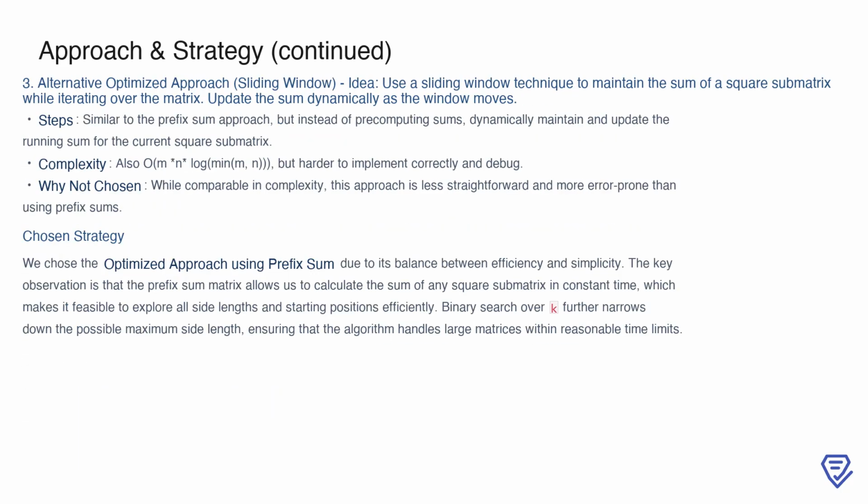Another approach we explored was the sliding window technique, which dynamically maintains the sum of the current square submatrix as the window moves across the matrix. This avoids the need for pre-processing but requires careful bookkeeping to update the running sum as the window slides. While this method has a similar time complexity of O(m*n*log min(m, n)), it is more challenging to implement correctly and debug. The dynamic updates add complexity, particularly in ensuring that the window boundaries are managed consistently. As a result, while the sliding window approach is theoretically efficient, it is less straightforward than the prefix sum method. For this reason, we opted not to use it in our final solution.